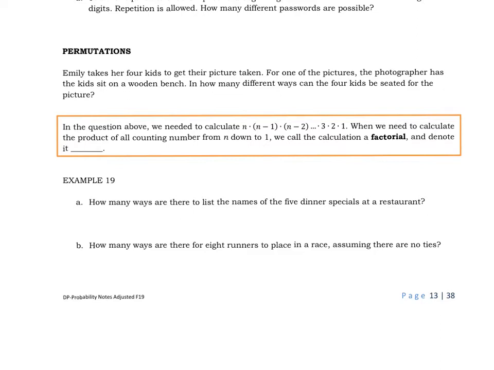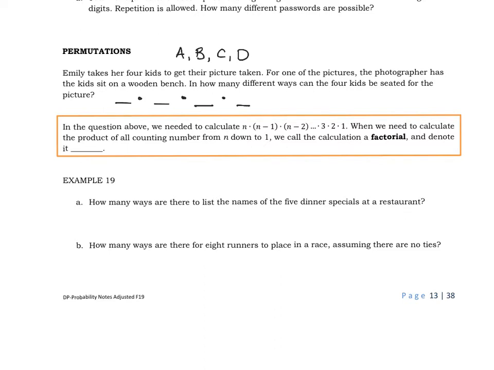Well, to demonstrate this, we're going to pretend that Emily lacks an imagination, and her kids' names are A, B, C, and D. So the photographer is seating them on the bench here, okay? And you notice I have multiplication in between here. With permutations, we can think about using a form of the basic counting rule as well.